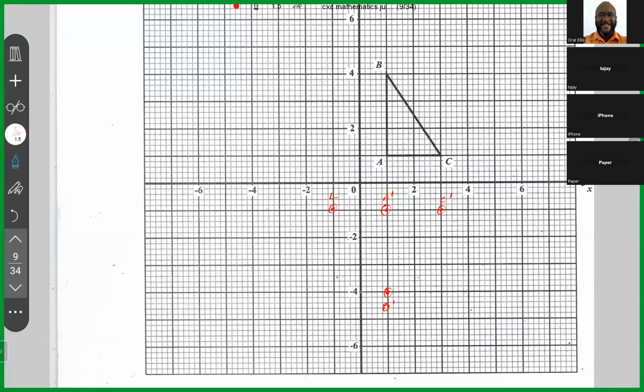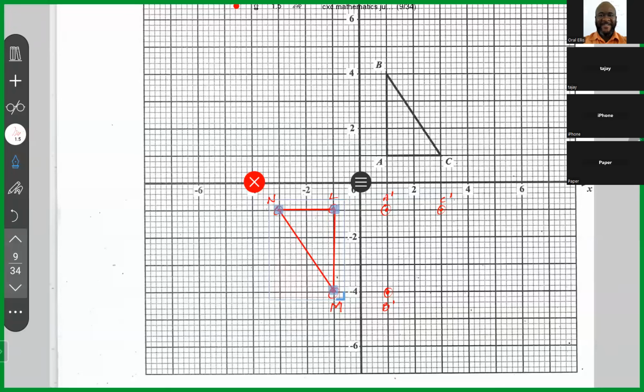B prime is 1 unit from the mirror line. So the image, M, is also 1 unit from the mirror line on the other side of the mirror line. C prime is 1, 2, 3 units from the mirror line. The image, N, is also 3 units from the mirror line, but on the other side. This is the image of C prime, and the image of C prime is N. Now, once I've completed the reflection with all 3 points, I simply use my ruler and my pencil and connect them together.